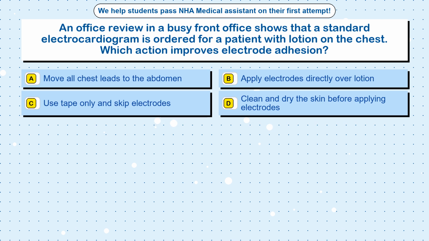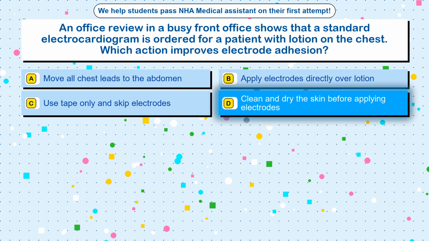Question 66. An office review in a busy front office shows that a standard electrocardiogram is ordered for a patient with lotion on the chest. Which action improves electrode adhesion? Option A, move all chest leads to the abdomen. Option B, apply electrodes directly over lotion. Option C, use tape only and skip electrodes. Option D, clean and dry the skin before applying electrodes.